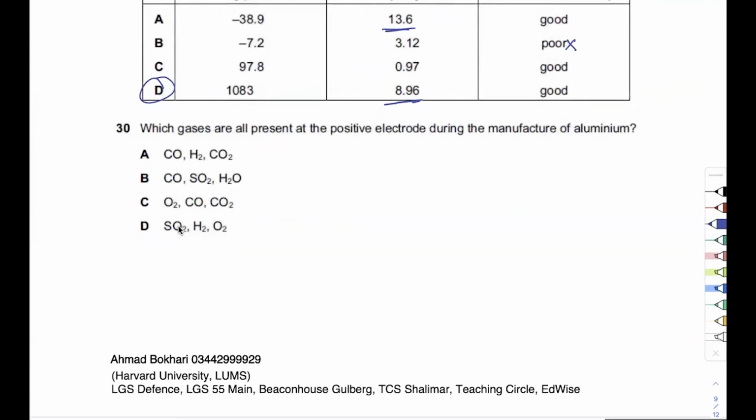Which gases are all present at the positive electrode during the manufacture of aluminum? Wait a minute, what's happening at the positive electrode? So aluminum oxide is first split into aluminum ions and oxide ions, right? Then these oxides are going to go to the positive electrode. It's not the aluminum. So oxygen is going to come in. It's going to burn the anode that you have, the graphite. Again, why is it burning it? Because the temperature is high.